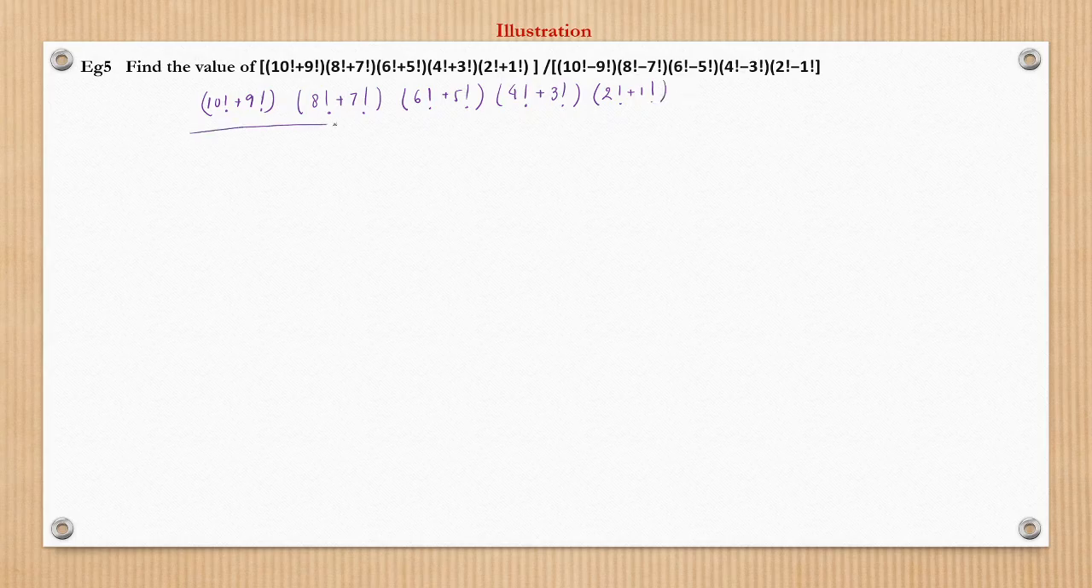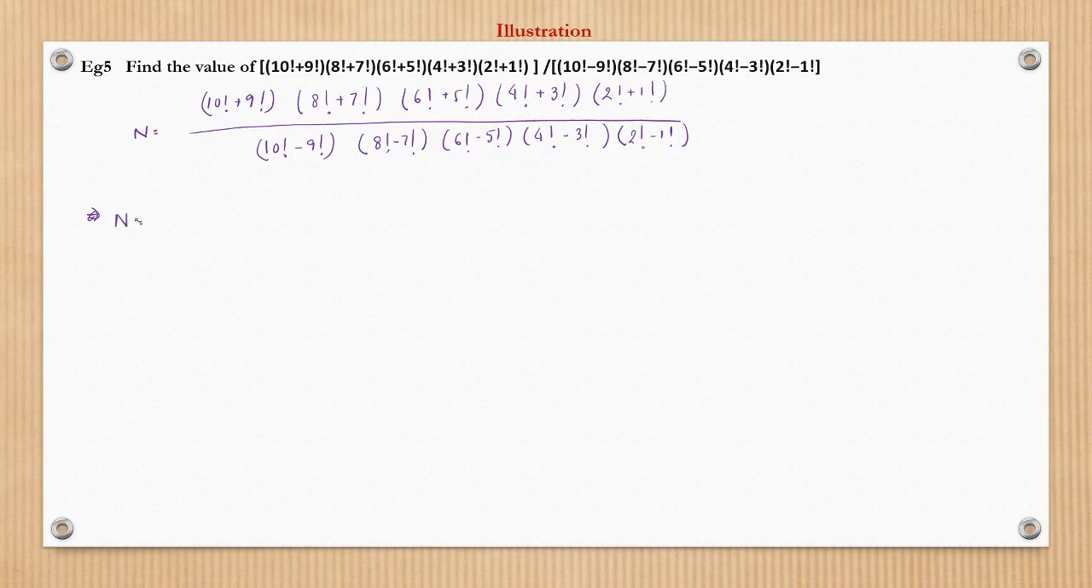This divided by (10 factorial minus 9 factorial), (8 factorial minus 7 factorial), (6 factorial minus 5 factorial), (4 factorial minus 3 factorial), (2 factorial minus 1 factorial). So now let us see this. We just see this term by term. So let this be n.